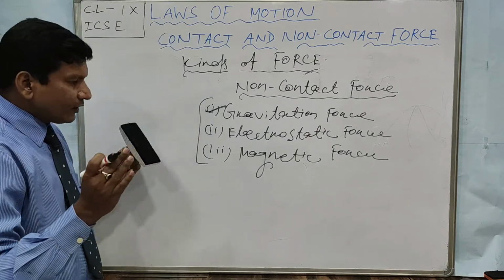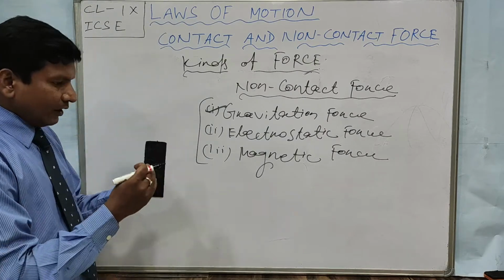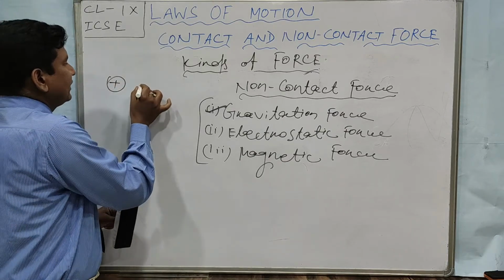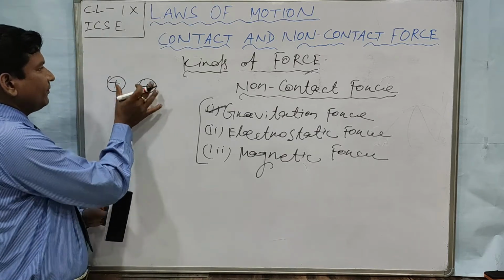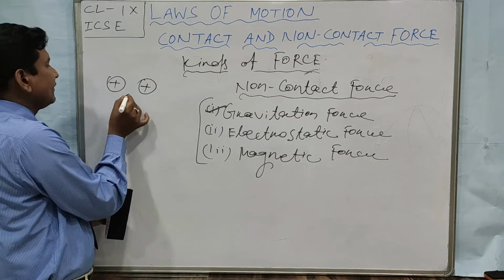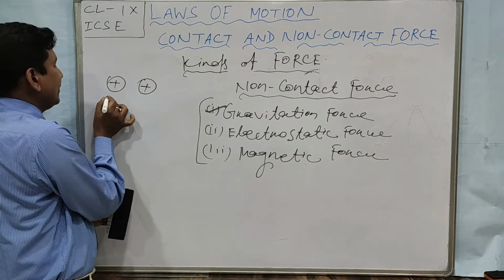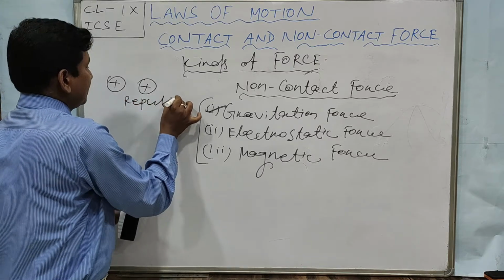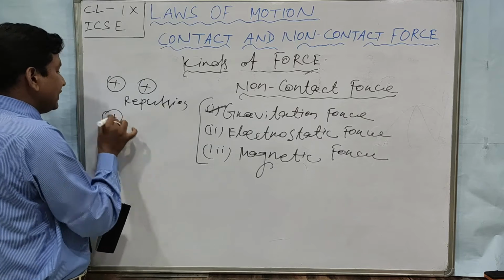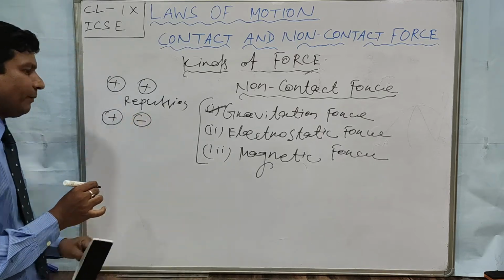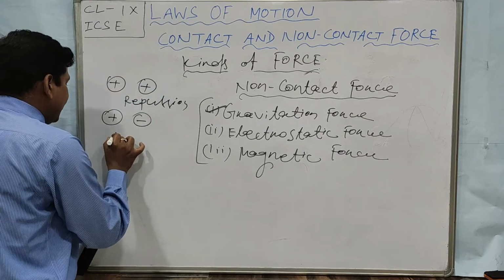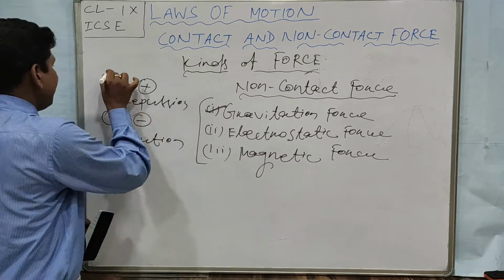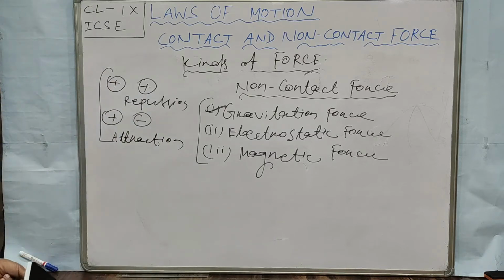Now you know, when two like charges are kept together, what will happen? Suppose this is one plus charge, this is another plus charge. If they are kept together, then what happens? They will repel each other. They will not attract. Here, repulsion. If I keep a positive charge near a negative charge, then what happens? Here, the attraction. They attract each other. So, such type of force is known as the electrostatic force.